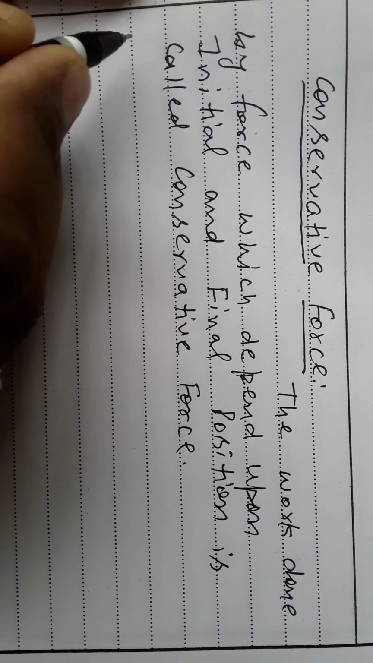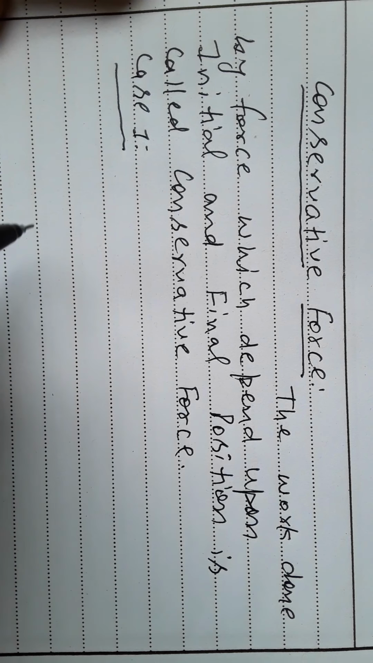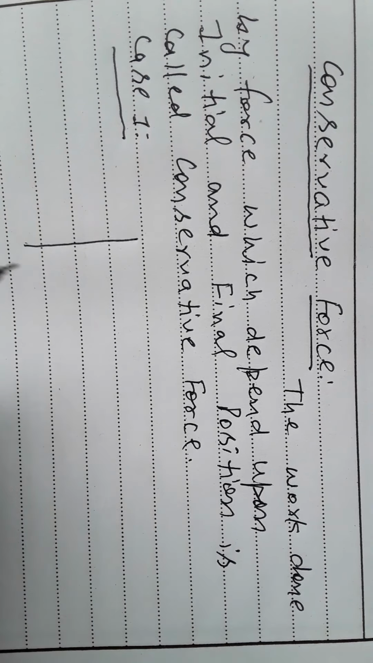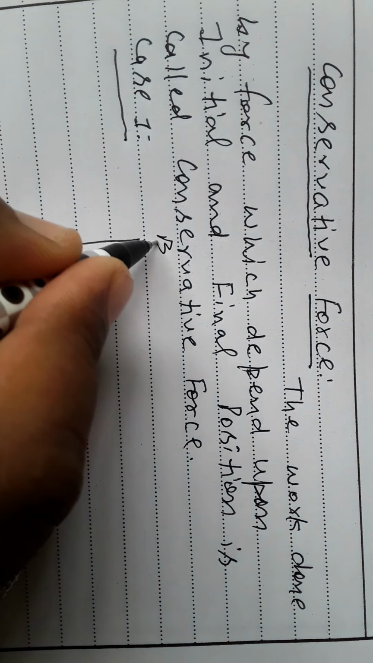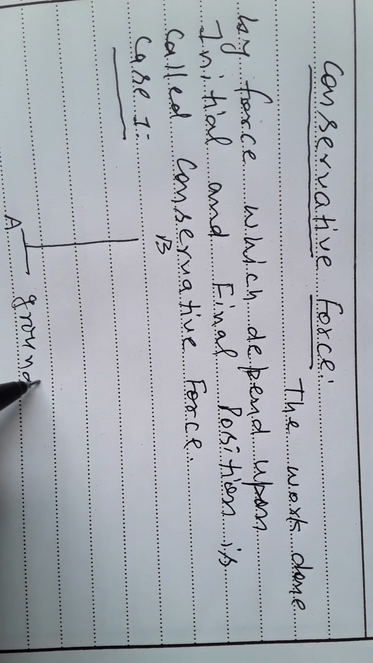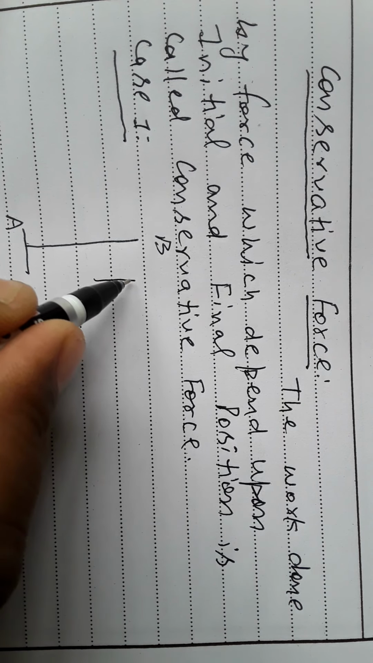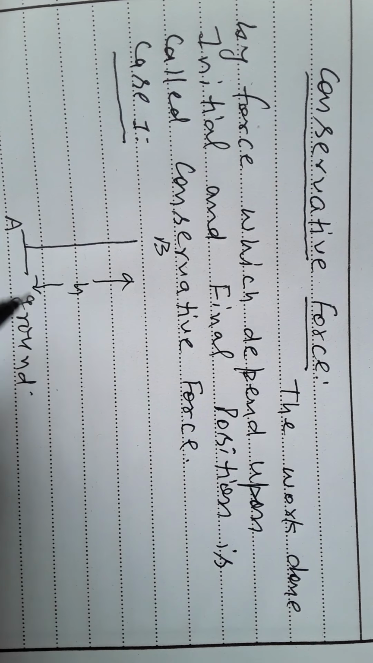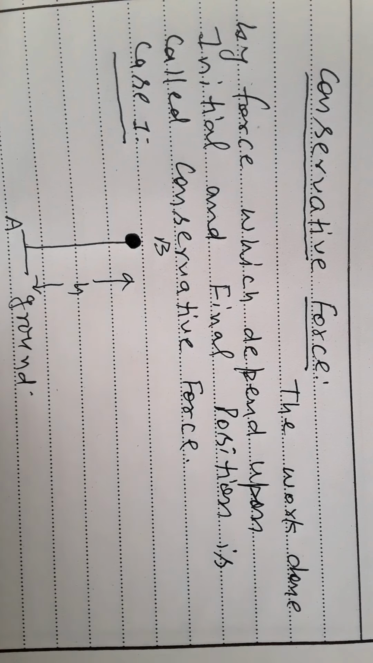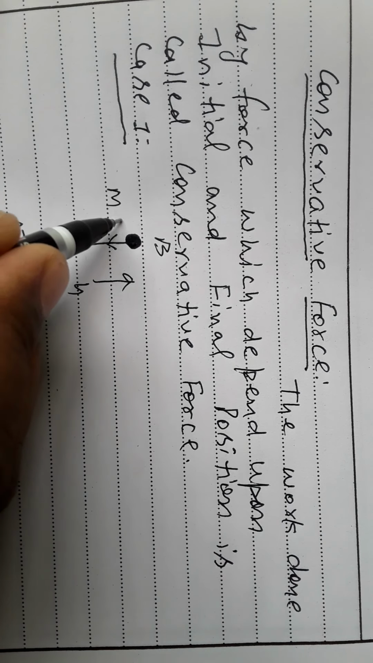First case, if the object is moving upward from A to B, this is ground, the total displacement of the body is h at the point B. The weight of the body is acting downward and the weight is mg.